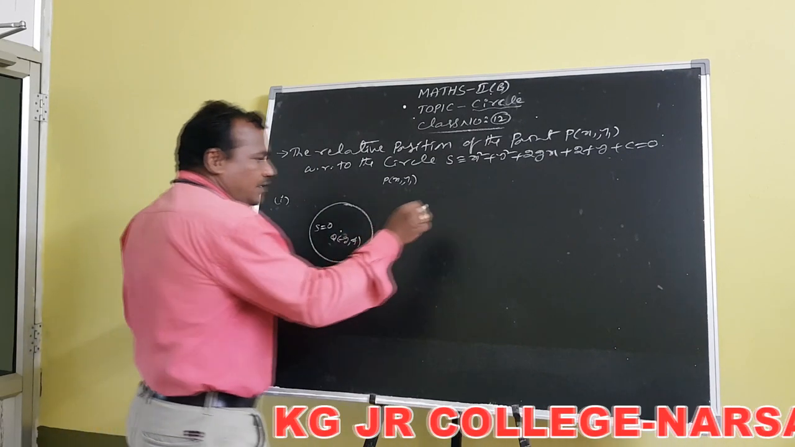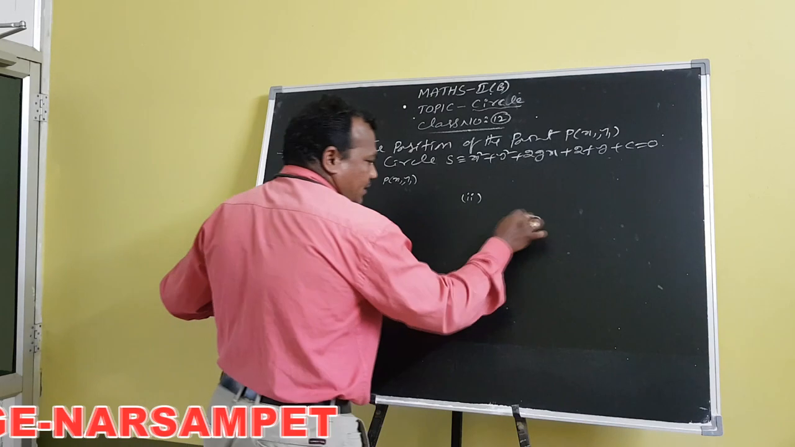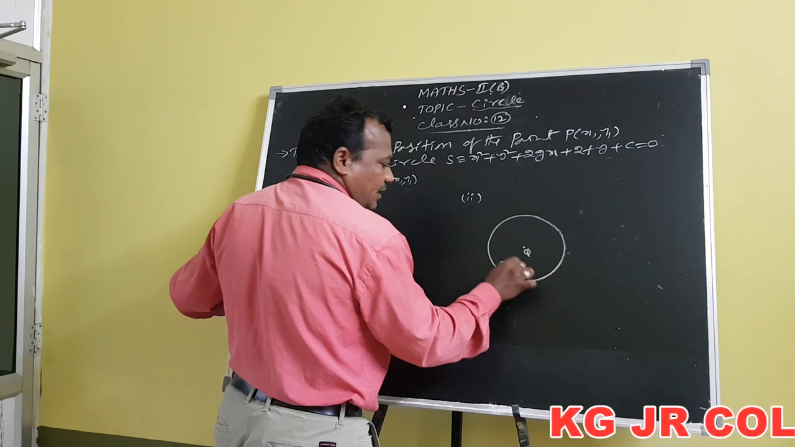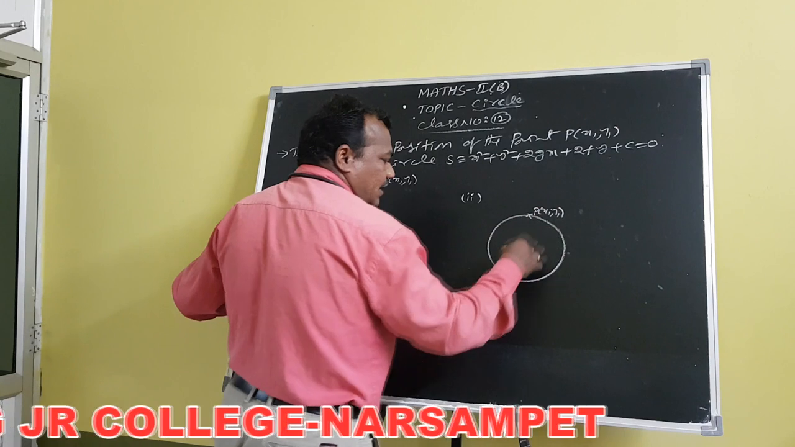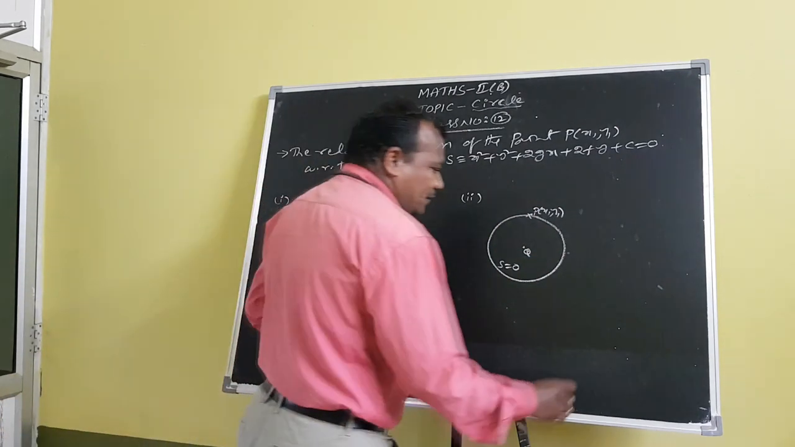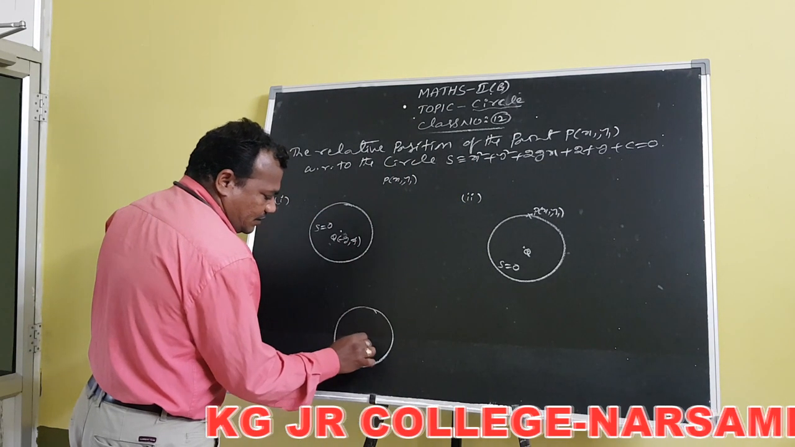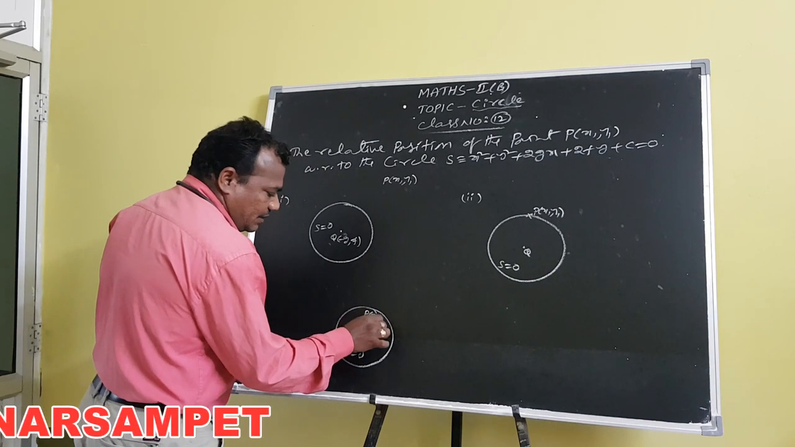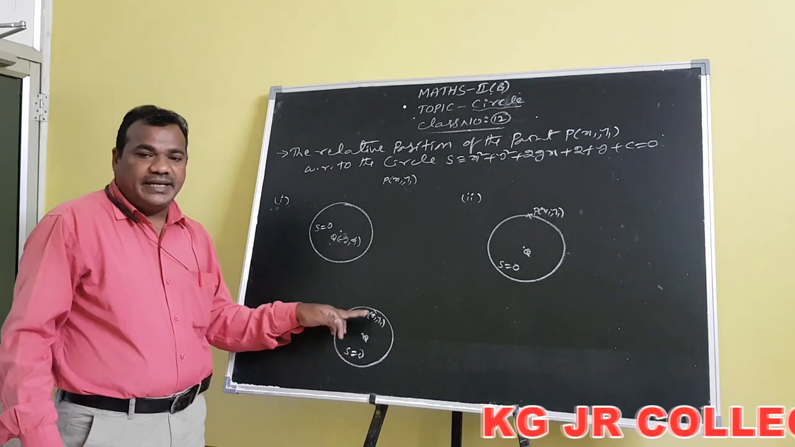In the second one, this is the circle, the center of the circle, and the circle equation is equal to 0. This is the point x1 comma y1. Here the point lies on the circle. Now the third one: here is the center of the circle and the circle equation, and this is the point x1 comma y1. Here we observe that the point lies interior to the circle.